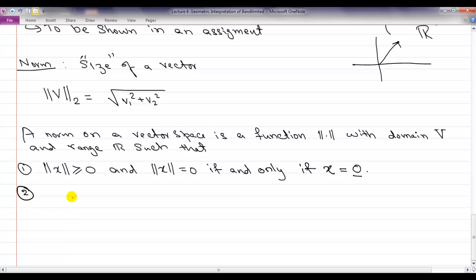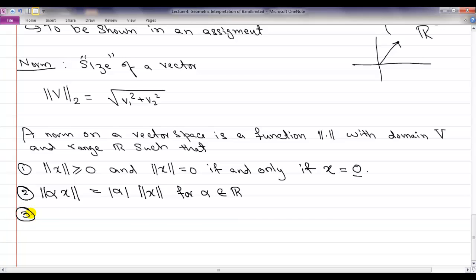The other thing is the scaling. If you take a vector in Rn and multiply it by a scalar, let's say 2, it expands the length of that vector. So a similar property should hold: if I multiply my vector by a scalar, then the length of the new vector should simply be the absolute value of my scalar times the length of my old vector, for alpha in the real line.